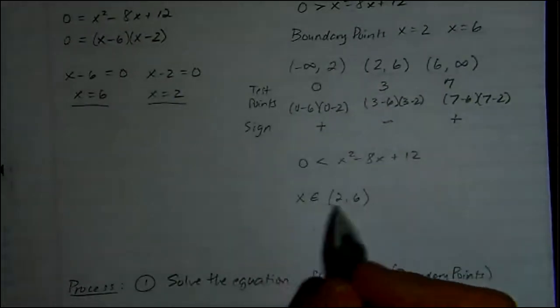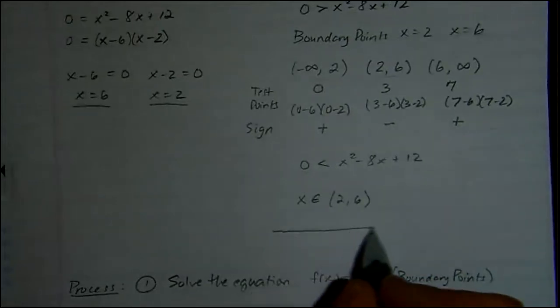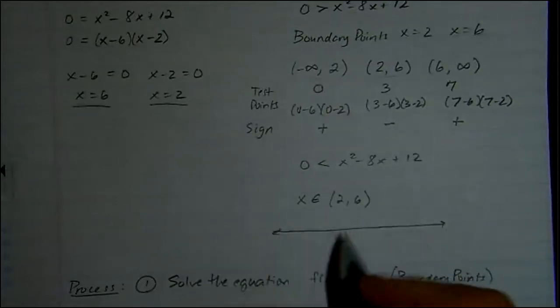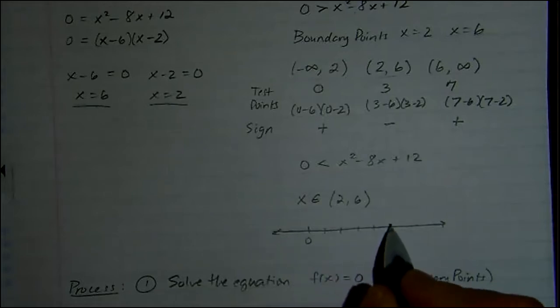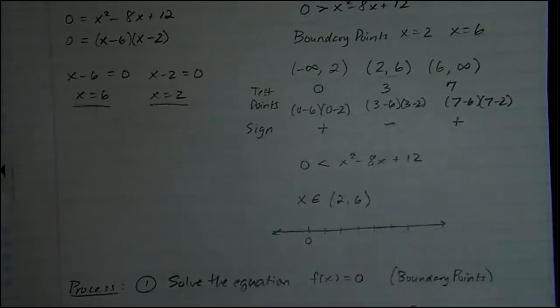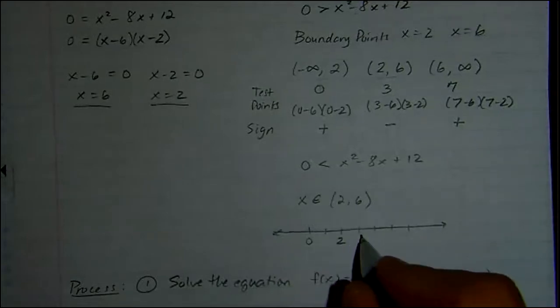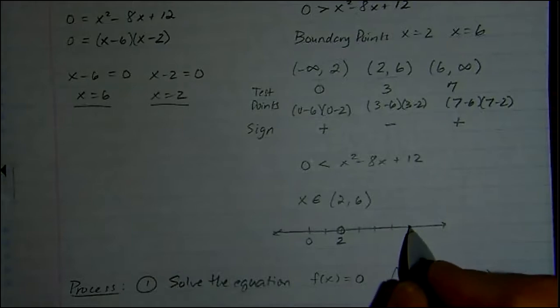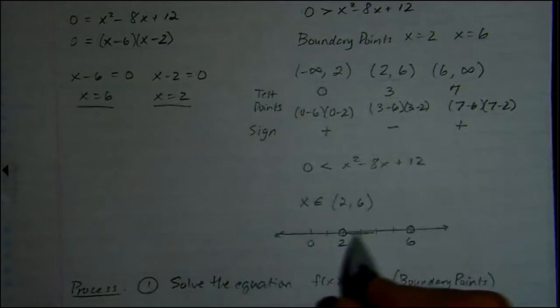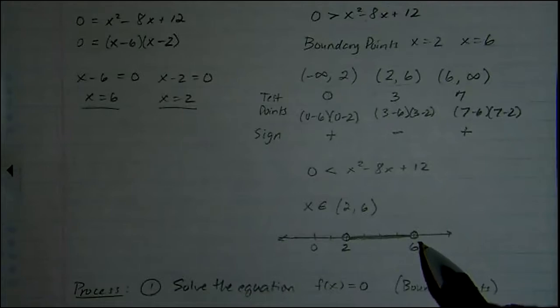All right, so here's my solution. x is between 2 and 6, okay? And then the last thing you'll see in the book is a little sketch. Once I find my solution set, I'm really just talking about this interval, and going back to number line graphs, we put an open circle on the endpoints in this case, and we just sketch everything in between.